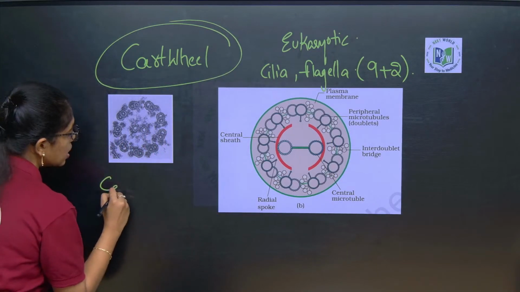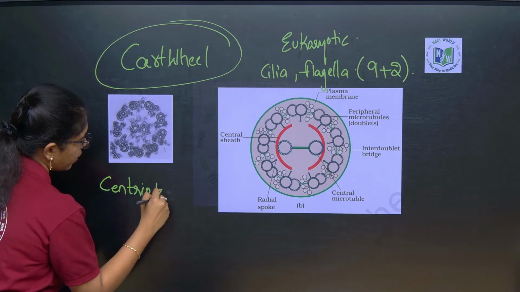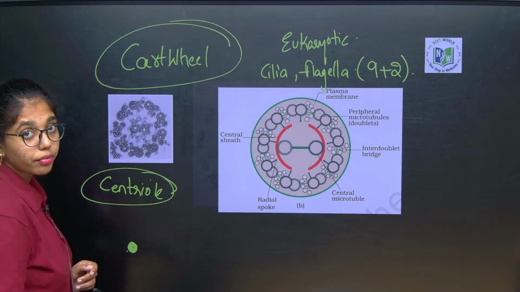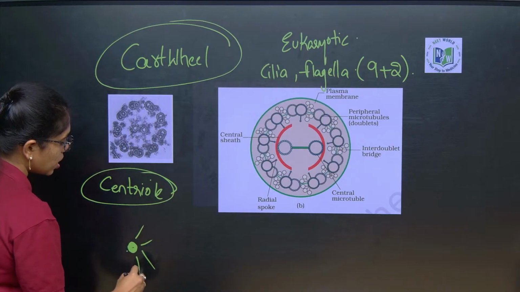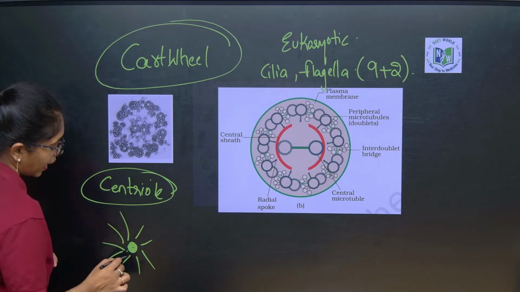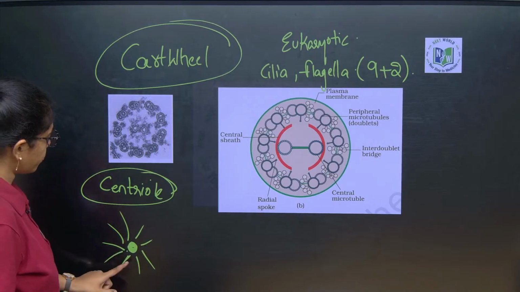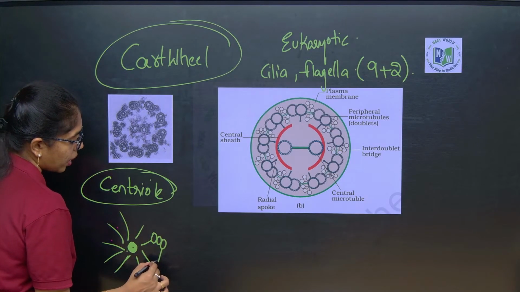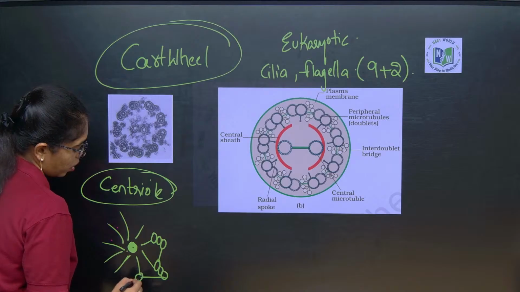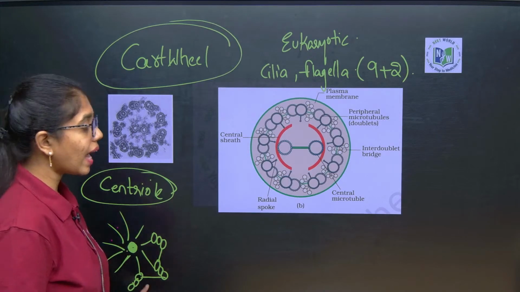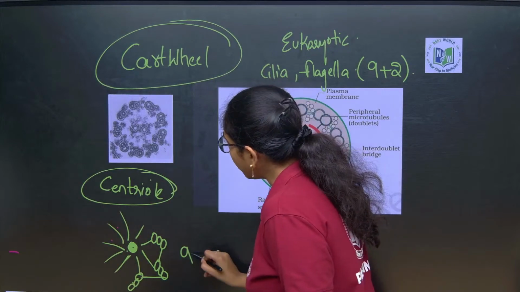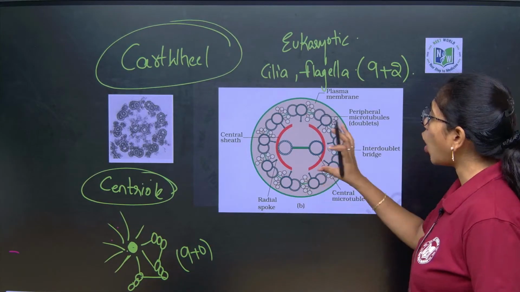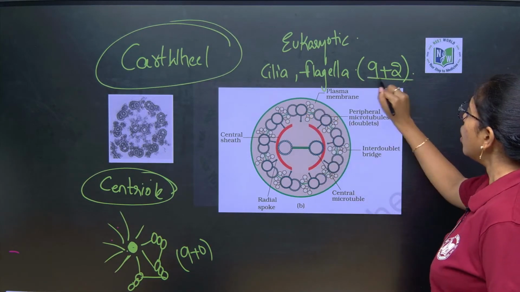When you look into the centriole, at the center you can find the proteinaceous hub. To this proteinaceous hub, 9 radial spokes are arranged like this. To these 9 radial spokes, 3 peripheral microtubules are arranged in this way. So this is the 9+0 arrangement.